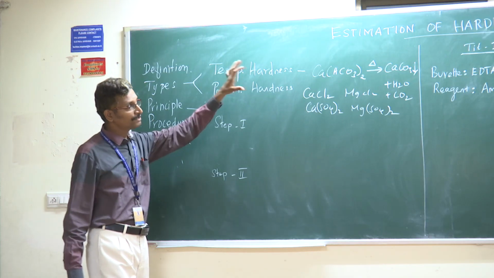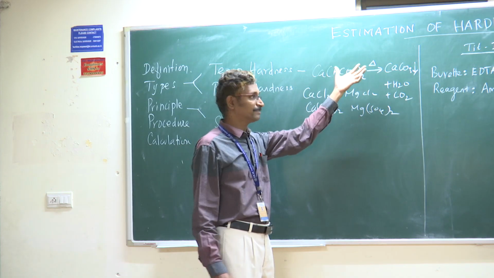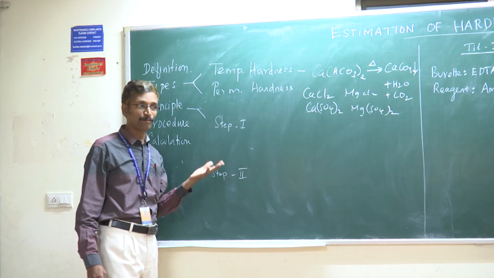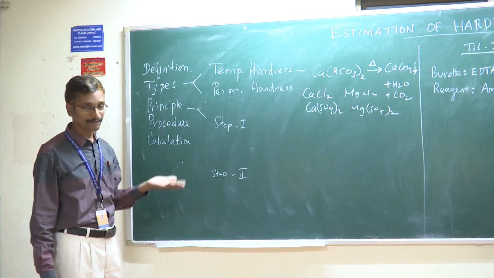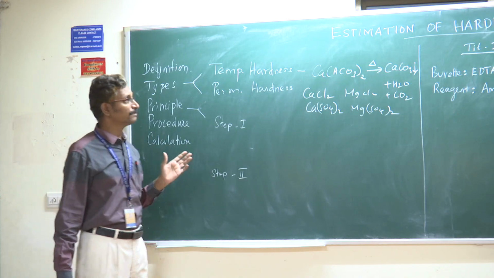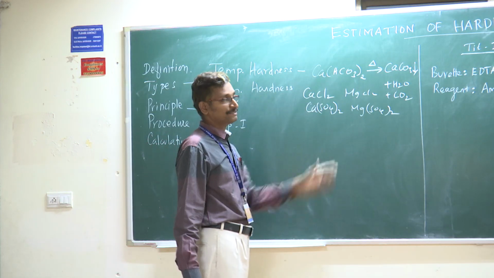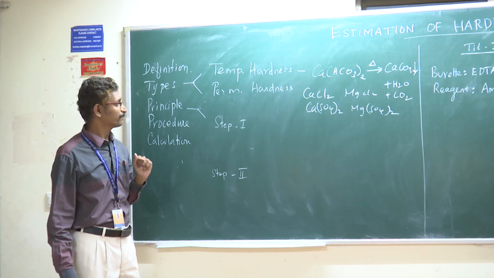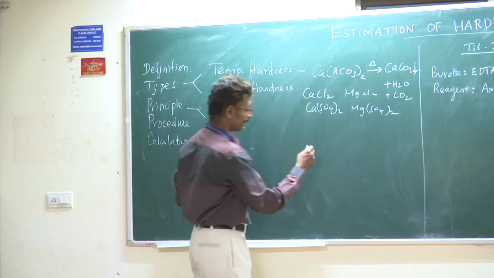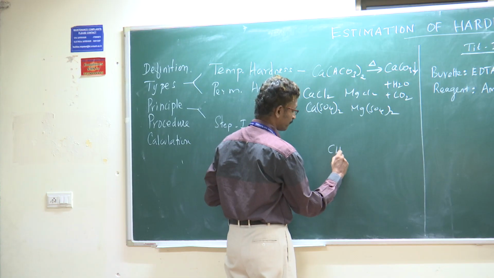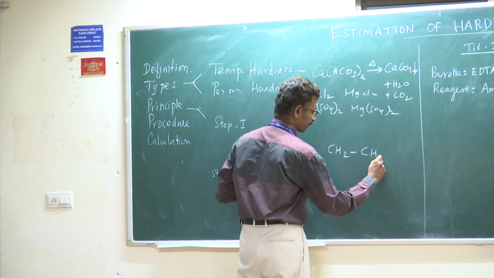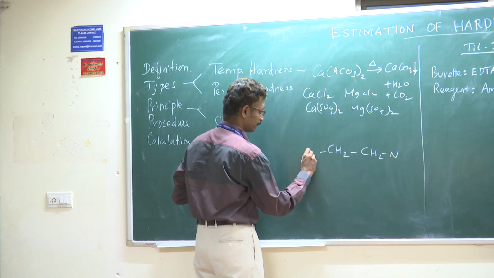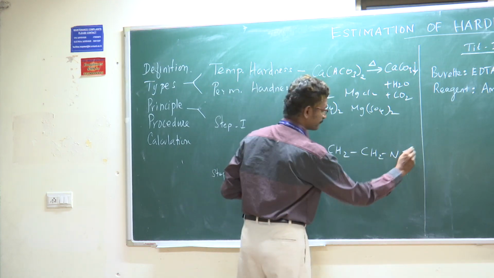The hardness can be estimated by different methods such as gravimetric analysis, complexometric titration and atomic absorption technique. Among these methods, the EDTA method is the most inexpensive way to detect hardness. EDTA is nothing but ethylene diamine tetraacetic acid.